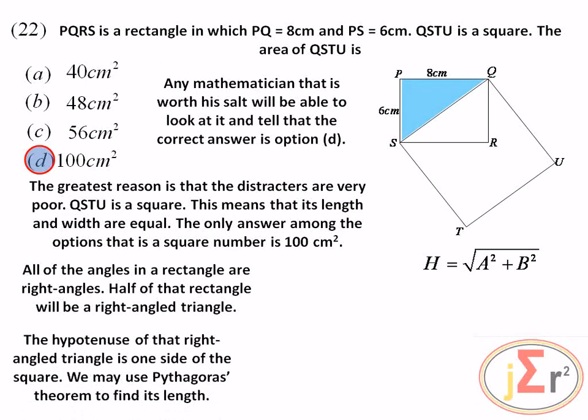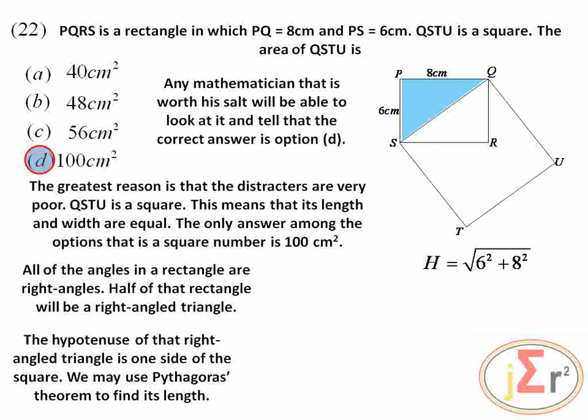The hypotenuse of the right angled triangle is one side of the square. We may use Pythagoras Theorem to find its length. So let us use Pythagoras Theorem. We have the formula for it right there. All we need to do is substitute the values 6 and 8. So we have an algebraic representation of Pythagoras Theorem right there.